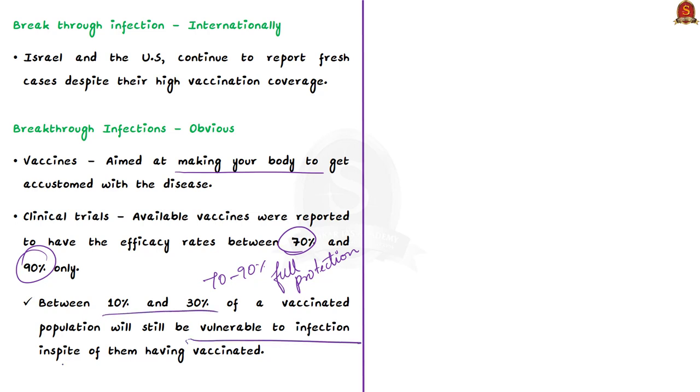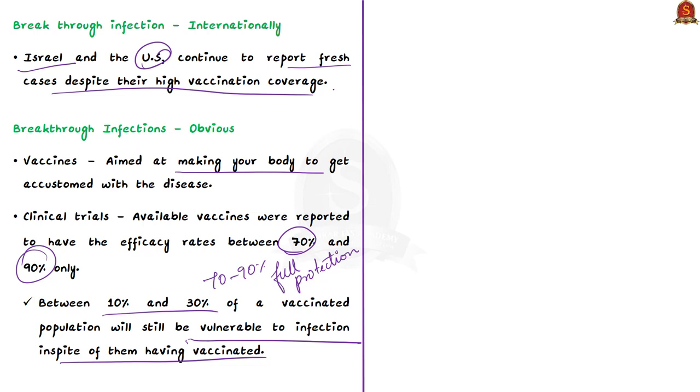And remember that instances of breakthrough infection are not spotted only within India, because even internationally, the trend is not too different, since countries like Israel and the US continue to report fresh cases despite their high vaccination coverage. So to summarize, even vaccinated people can get infected, and that is called a breakthrough infection. And we should not be very surprised about that, because you should remember that no vaccine can provide you 100% protection. And that is one of the reasons for breakthrough infection.